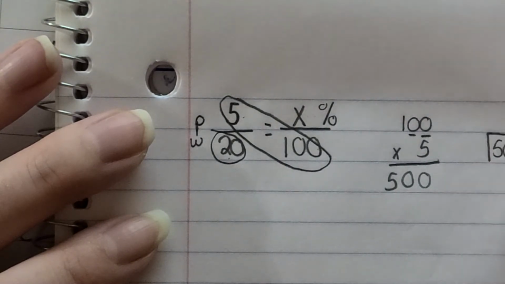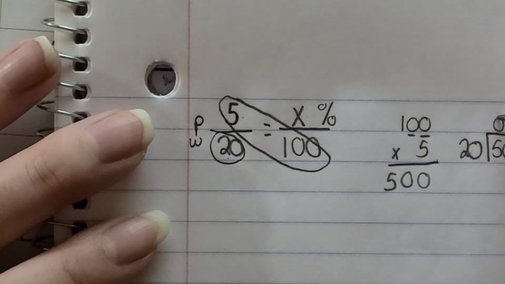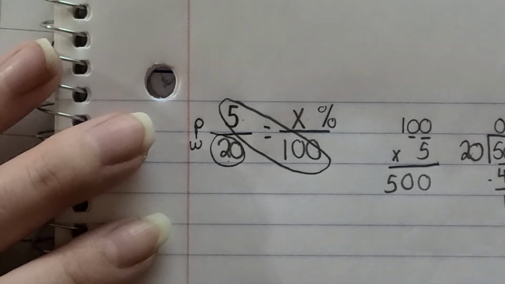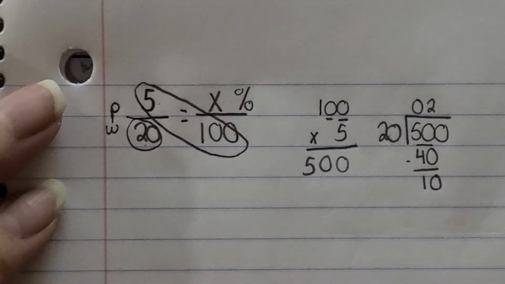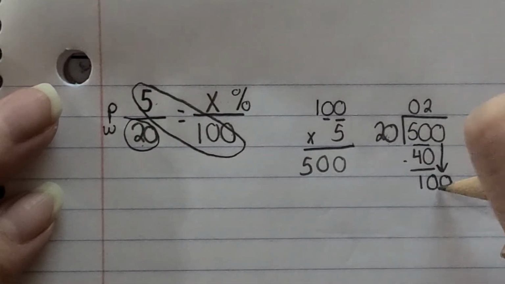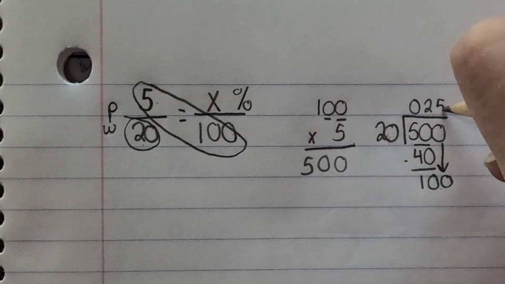So 500 divided by 20. 20 goes into 5 0 times, 20 goes into 50 twice, minus 40 leaves me with 10. Oh, I'm so sorry. There you go. Okay, draw out my last 0. 20 goes into 100, 20, 40, 60, 80, 100, 5 times.